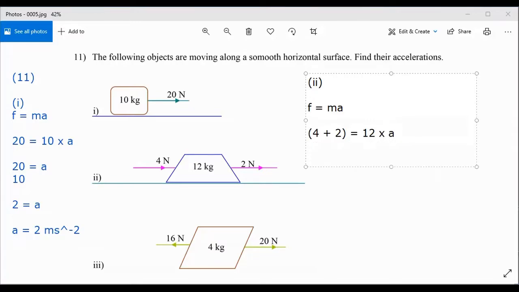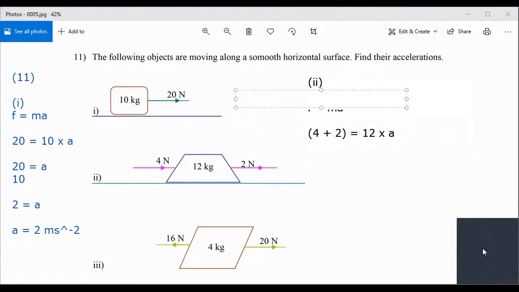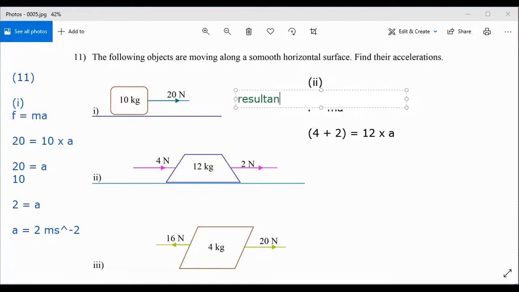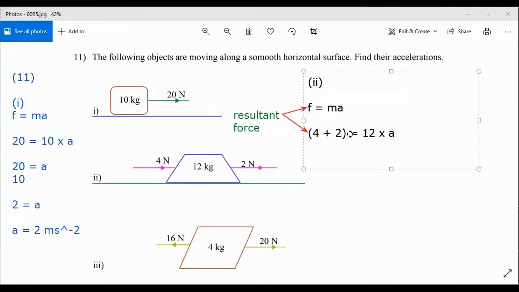Right? So you should remember that in this F equals ma equation, F means the resultant force. Got it? F is the resultant force. Do not forget it. Right? Please write here. So here the resultant force is the summation of the 2 forces because they are acting in the same direction.